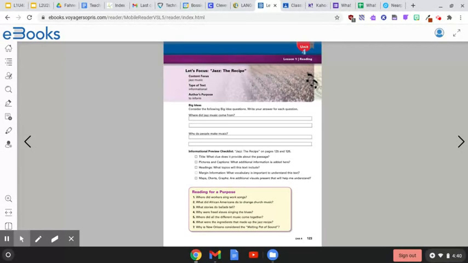Title. What clue does it provide about the passage? Pictures and captions. What additional information is added here? Headings. What topics will this text include? Margin information. What vocabulary is important to understand this text? Maps, charts, graphs. Are additional visuals present that will help me understand?